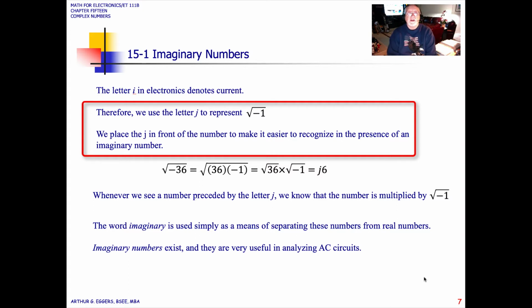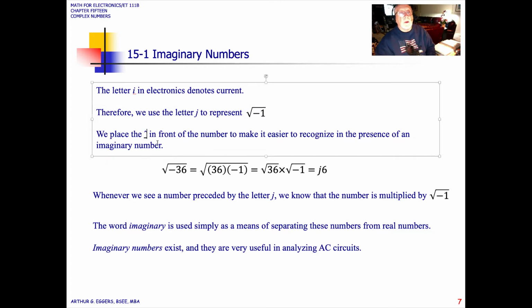And what we're going to see is whenever we invoke that j, that's the square root of -1, that is immediately going to tell you that the value for that coordinate goes on the y-axis, and you're going to see that. We place the j in front of the number to make it easier to recognize in the presence of an imaginary number. So that j ends up being an operator that immediately tells us we've got an imaginary number.